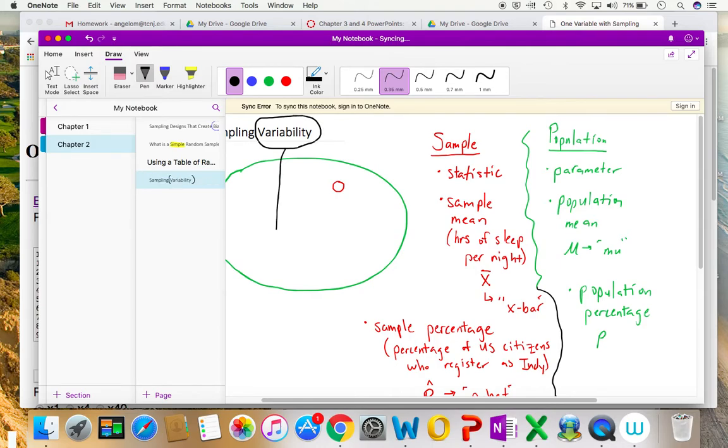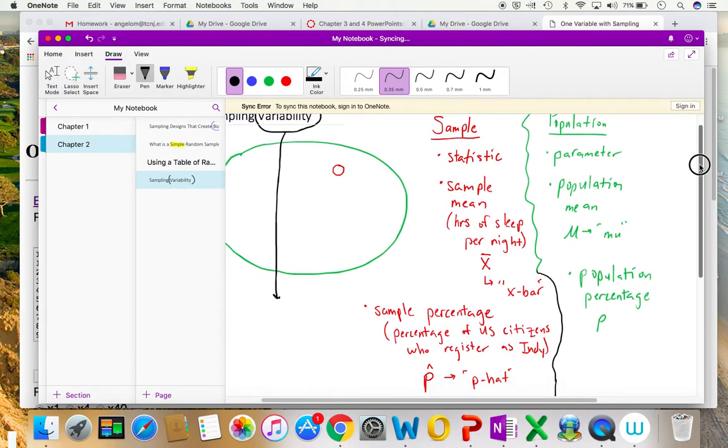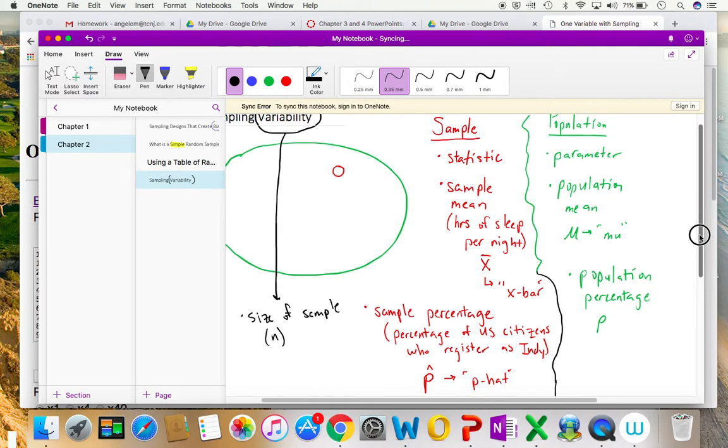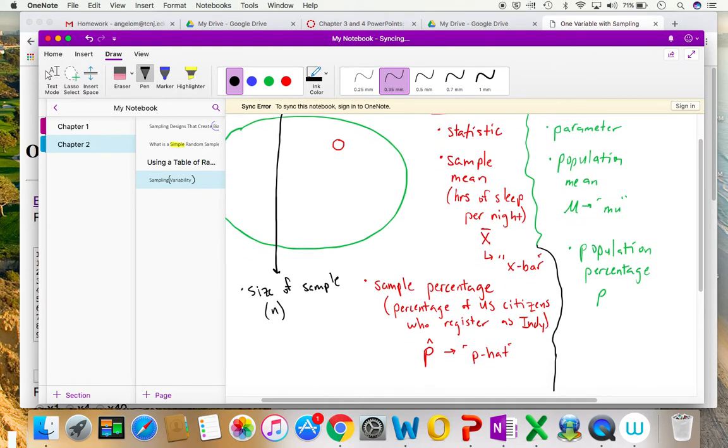A couple of measures that can be used for variability that we want to look at are, first, the size of the sample, sometimes described with a lowercase n. The size of the sample is going to dictate the variability of the results. If the sample size is larger, then results are going to be less variable because you're gathering more information from a more representative group of the population. It's going to be more consistent.